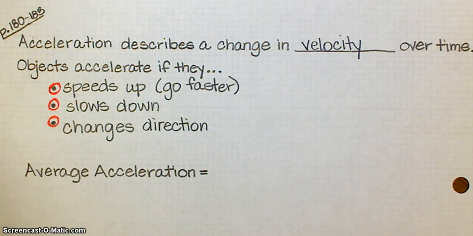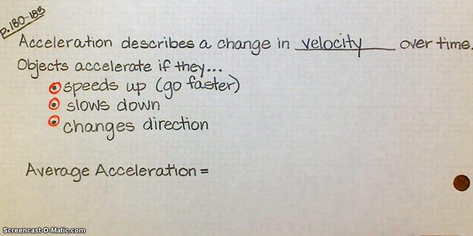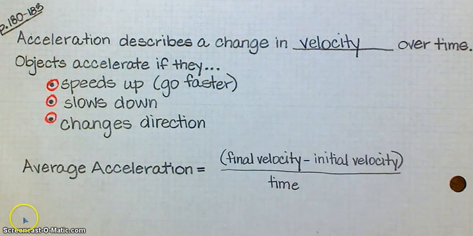And then on page 183, it gives you your formula for average acceleration. Average acceleration, how do we calculate that? Final velocity minus starting velocity divided by change in time. Good. No, that was not hard at all. Final velocity minus initial velocity divided by time.